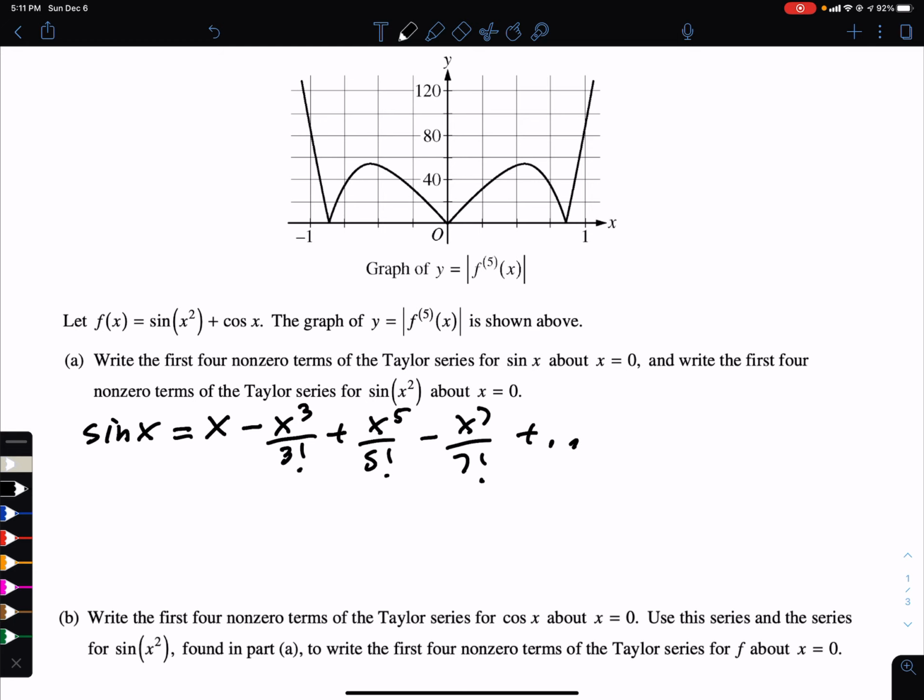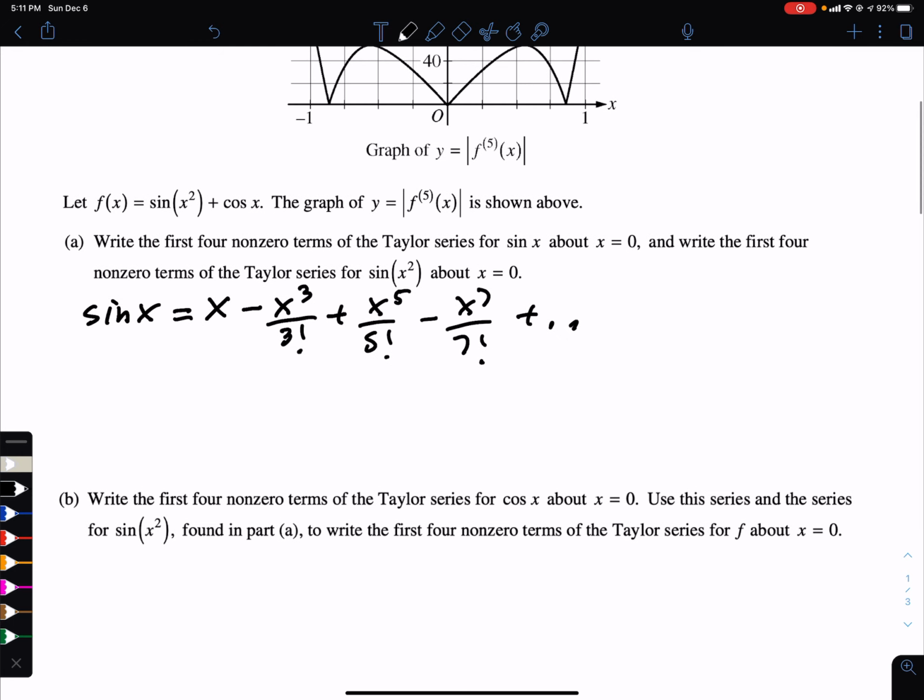Then what for sine of x squared? This is going to use one of the 5 things you can do to a Taylor series. You can replace x in the function and the series with a new function, which will be x squared. So let's do that.